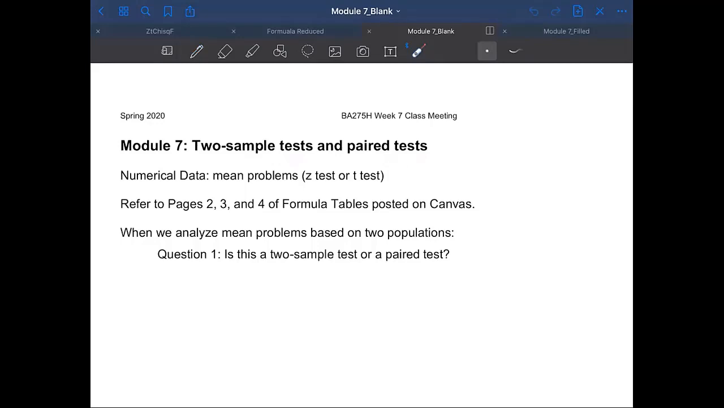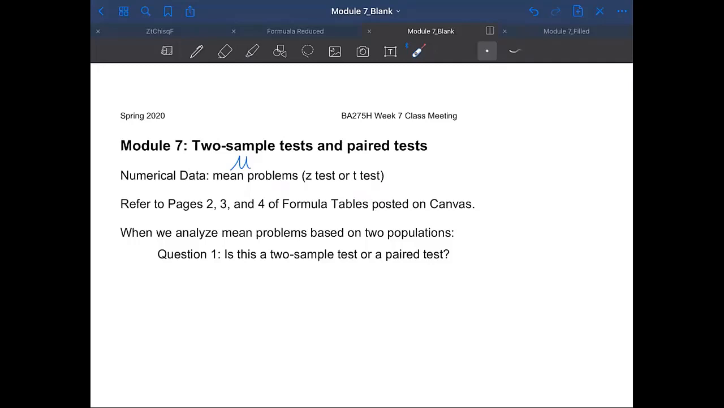So we are dealing with numerical data, and the kind of problems we are dealing with is mostly about mean problems. I'm going to write down here mu. It's a mean problem. It could be a z-test, it could also be a t-test. And if you have ever watched the video, you probably know there are some different ways to distinguish them and how we determine which test to use.